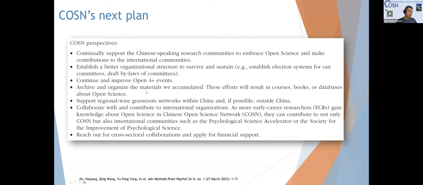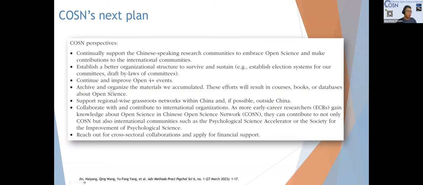And we are optimizing our current organizational structure to survive better, because we really need to balance the time, especially when most of us just went from PhD or master student to early career researchers. We need to manage a lot of things at the same time.